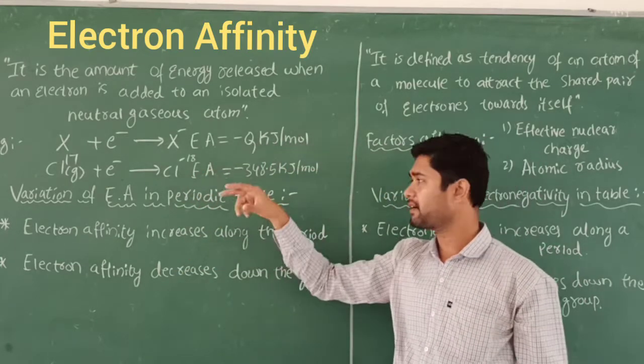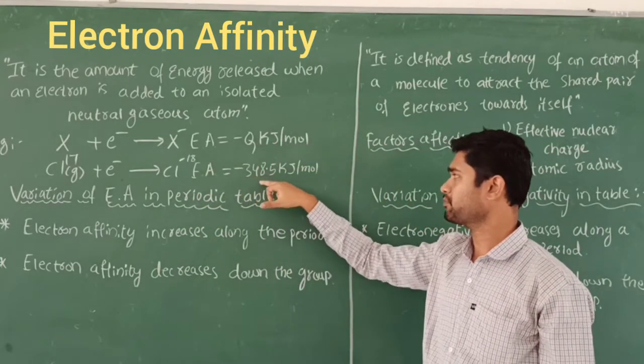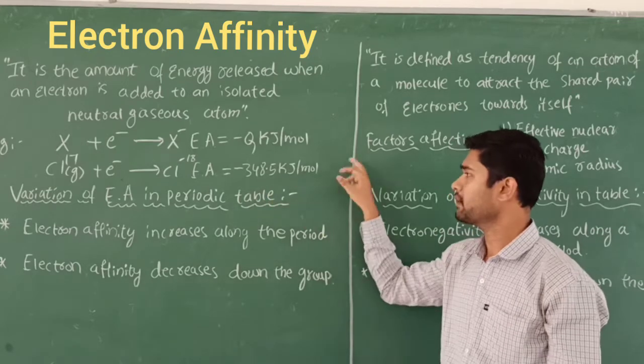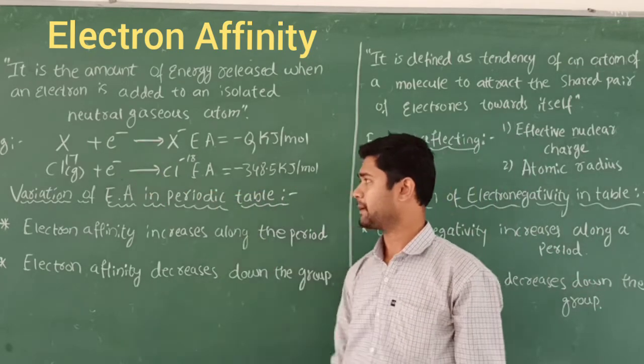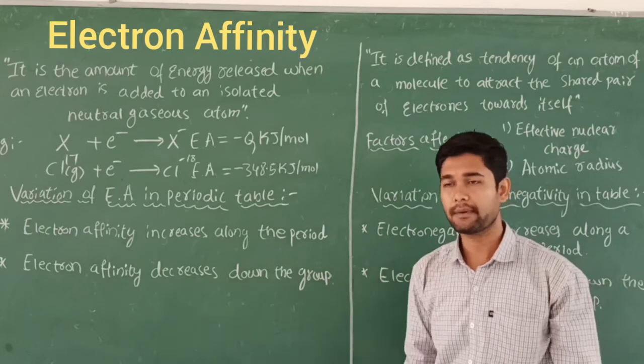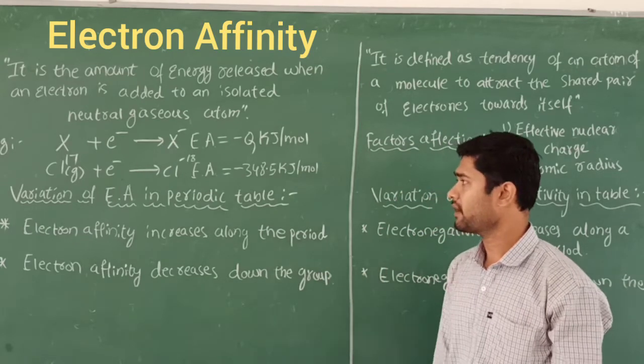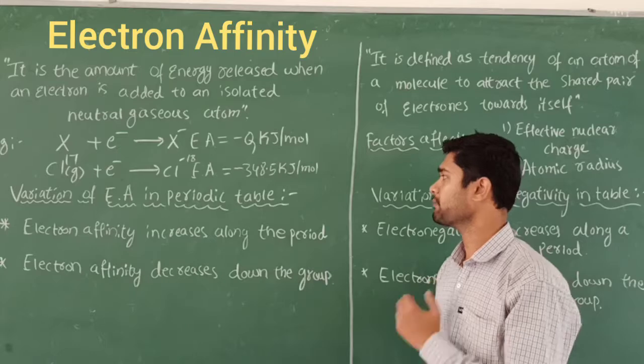So now it becomes stable. How much energy is released here? It is minus 348.5 kilojoules per mole. So this is the electron affinity. And what happens in the periodic table? Let's see the variation of electron affinity in the periodic table.